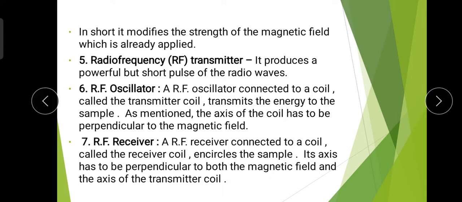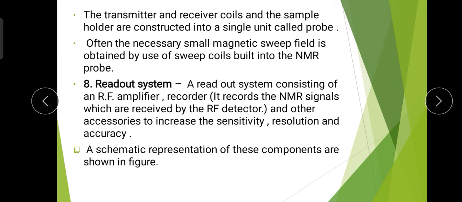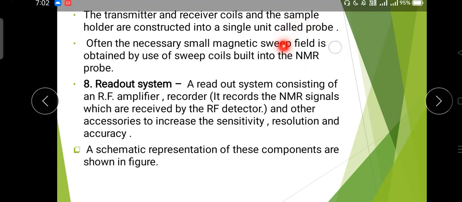So this is the RF receiver. The transmitter and receiver coils and the sample holder are constructed into a single unit called the probe. That means all those three, the transmitter coils, receiver coils and the sample holder, are three components constructed in a single unit, and this unit is known as the probe, that is, the NMR probe.